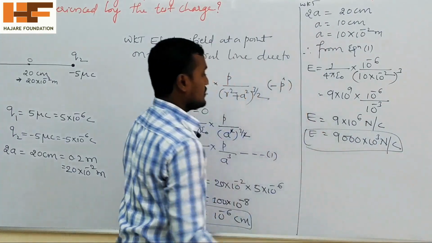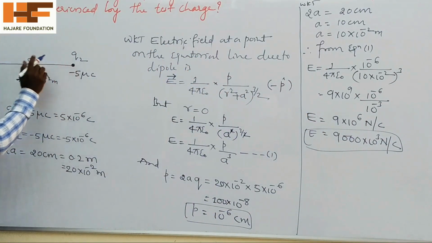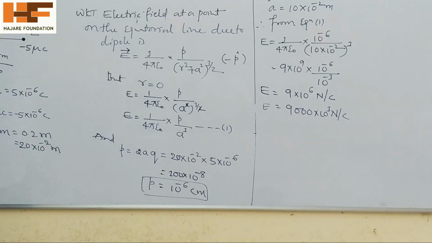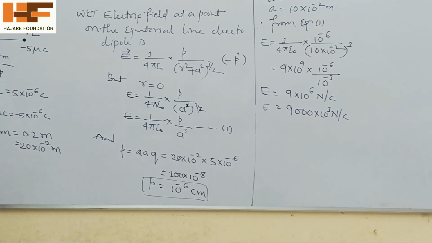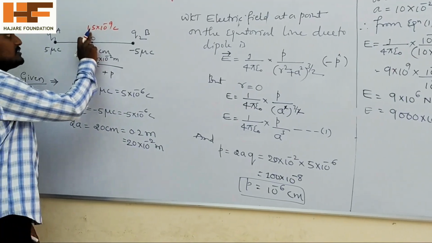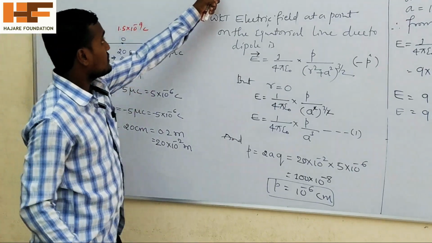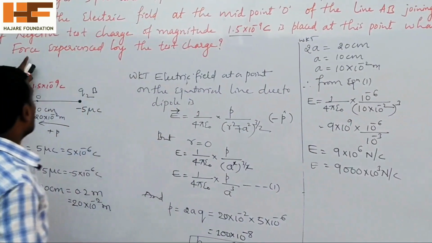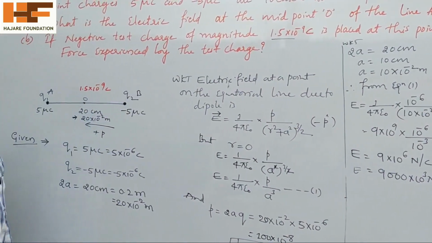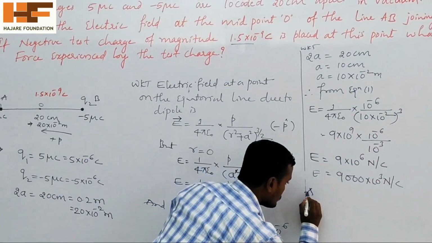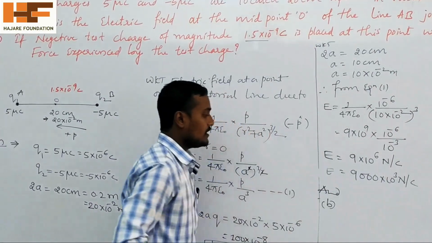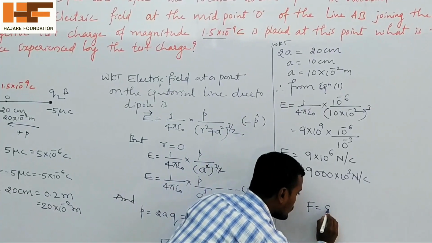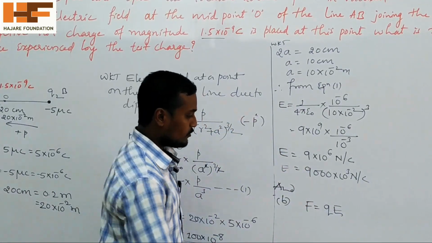Okay, this is the electric field due to the dipole at the point at the center of the dipole. Next, we have to calculate the force at the point O when a negative test charge is placed at this point. That is, a charge of magnitude 1.5 into 10 to the power of minus 9 coulomb is placed at the point O. What is the force experienced by this test charge? Now we have to calculate the second part, B. To calculate the force, we know the formula: F equals Q into E. This is the relation between force and electric field.